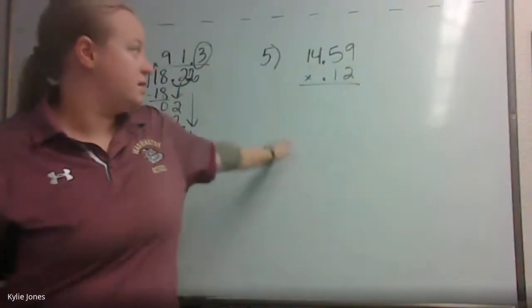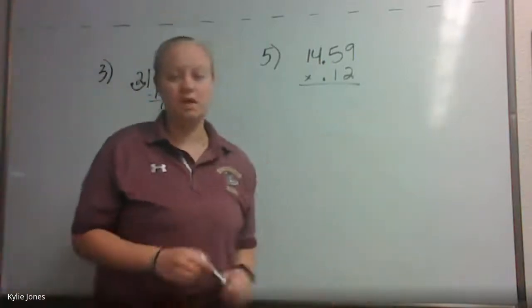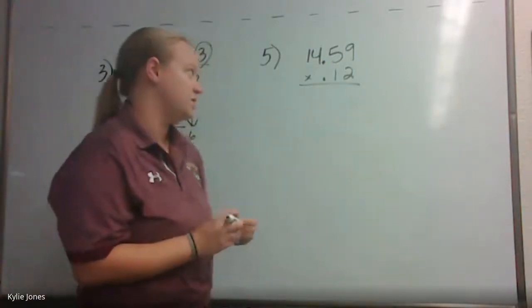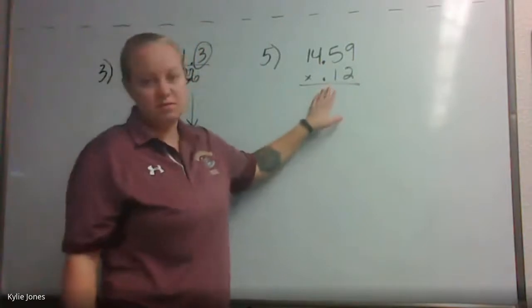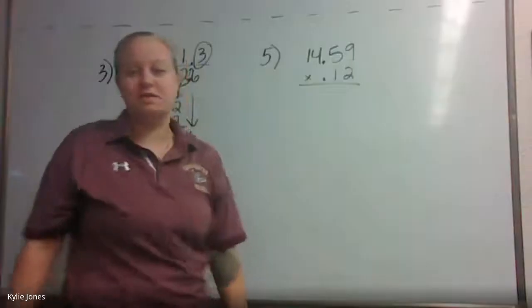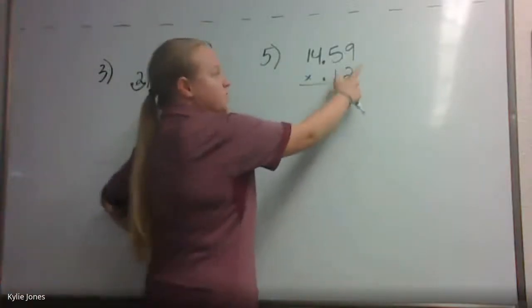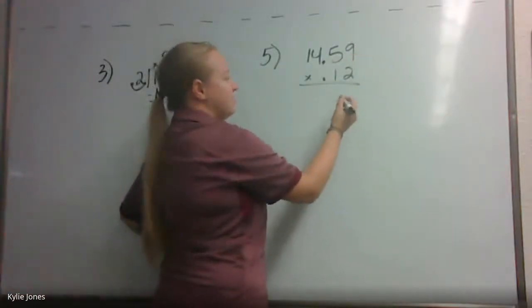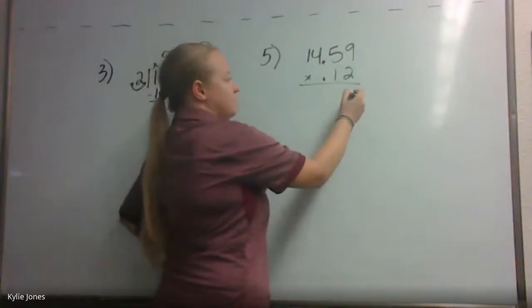Okay, let's just go ahead and do this one together. We are multiplying by decimals here. Do I have to do anything with the decimal first? No, we're going to deal with the decimal at the end. So let's do, what's 2 times 9? 18. 18, carry your 1.